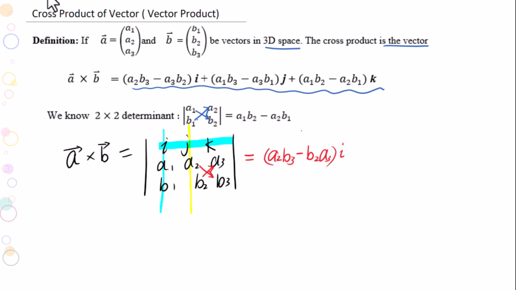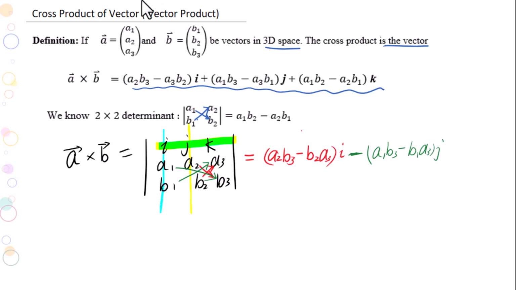Then cross out the second column, still the first row. Then figure out the 2 by 2 determinant. Since A1, B1, A3, B3 are separated, we put the negative sign. Then A1 B3 minus B1 A3, times J.